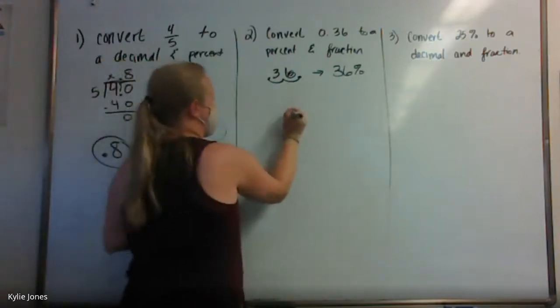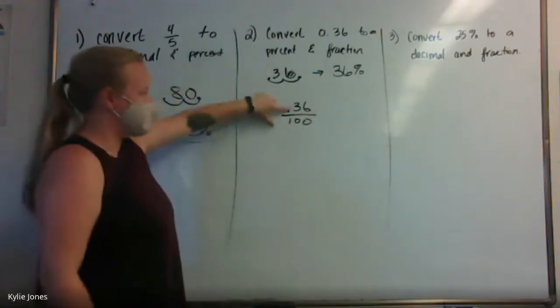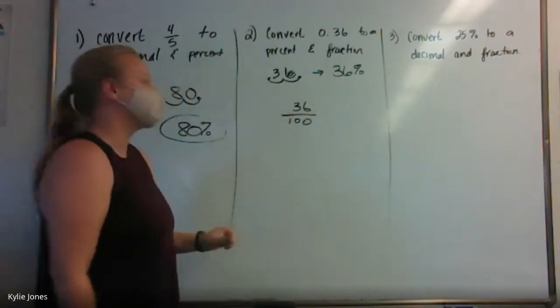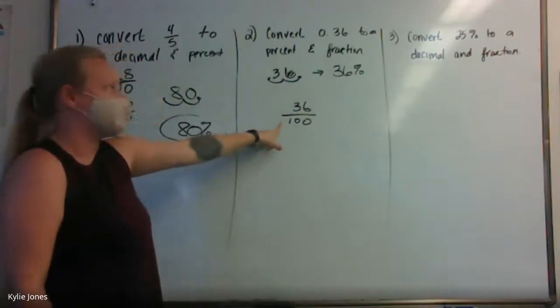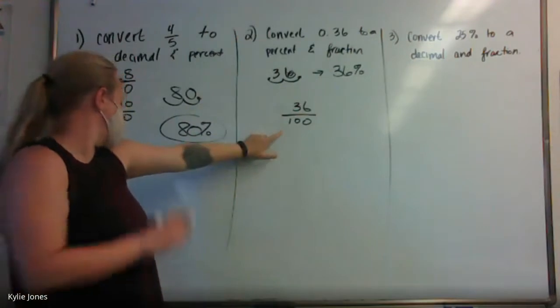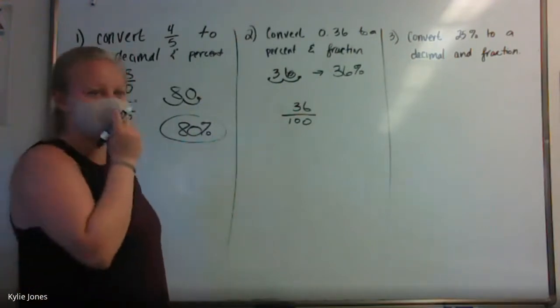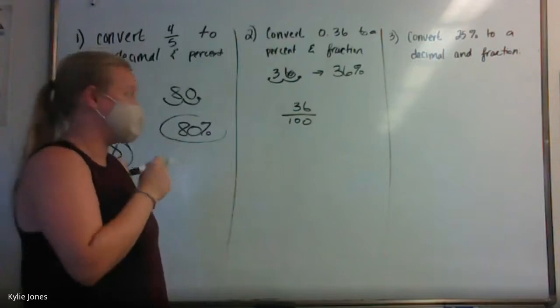So we take 0.36 and put it over 100. Once you do that, get rid of the decimal. You don't need it anymore, right? But I'm not done. What do I have to do with this? Simplify. What number goes into 36 and 100? Not 10. 10 doesn't go into 36. 4 goes into both.